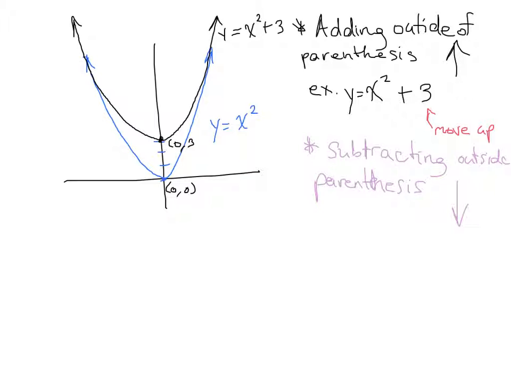So for example, if we have y equals x squared minus 2, you'd have 1, 2, and then the graph would be right there. And not sure how good a job I'm doing, but again, what really matters is that the vertex, I know, has moved down to 0, negative 2.